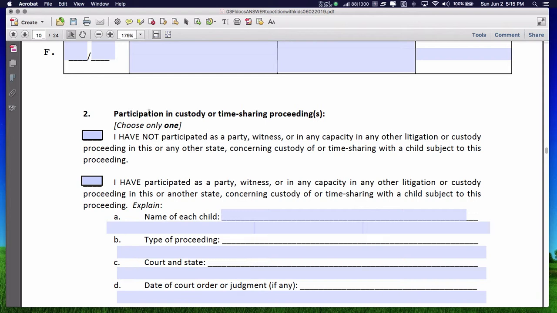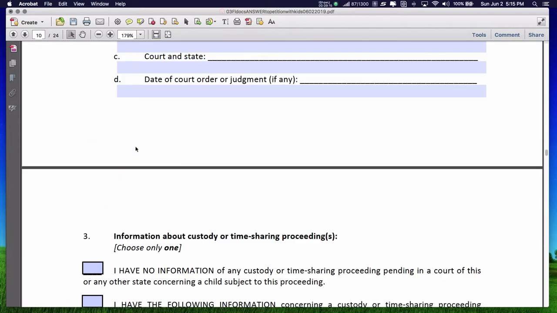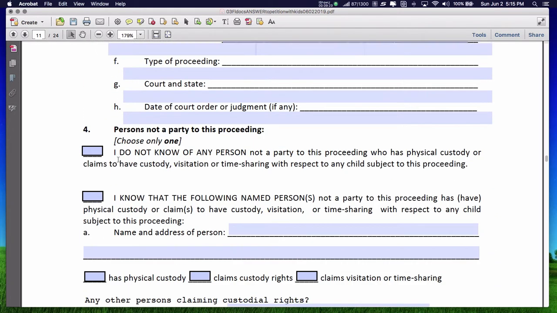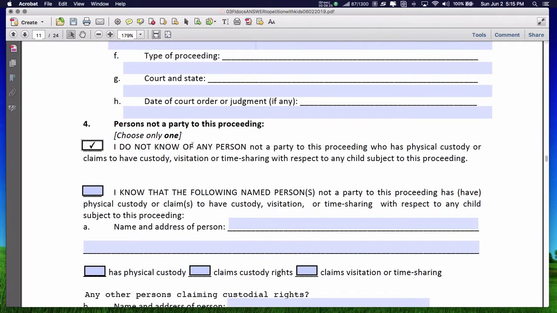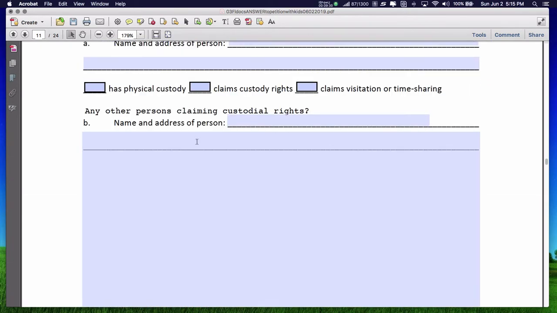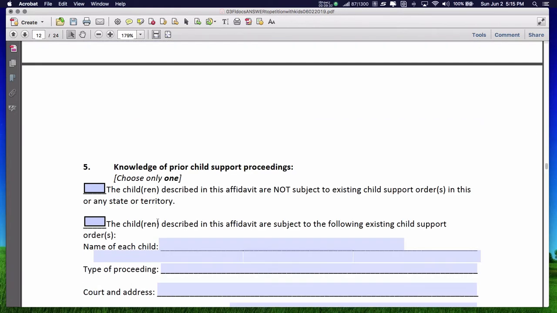Now, participation in custody. If there's prior cases, you list them here. Check this box and you'll list them here. If they're not, most people don't have any. You just check that box. Any other custody proceedings in another court or any other state, you'd put them here. You don't have any knowledge, you check that box. Okay. Nobody else claims to have custody of the child. That's fine. But if there is information, you can just type it in here.